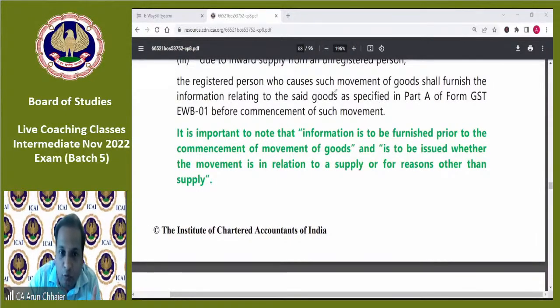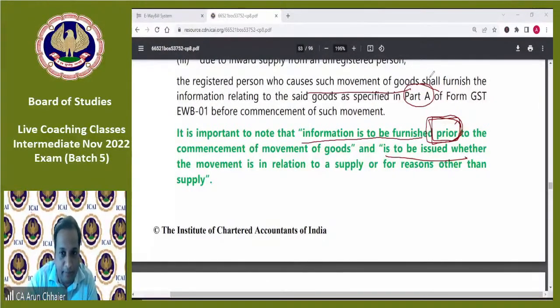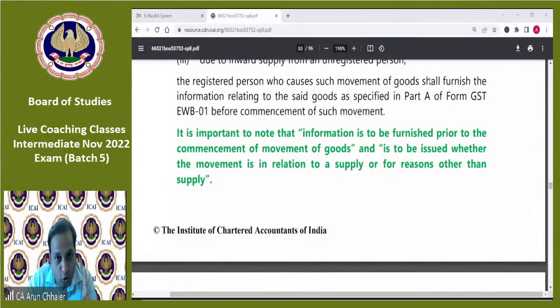The registered person who causes such movement of the goods shall furnish Part A. It is important to note that the information is to be furnished prior to the commencement of movement of the goods and is to be issued whether the movement is in relation to a supply or for reasons other than supply. We have discussed that you first select the supply type and then the subtype, whether it is a supply for CKD condition, for job worker, for line sale, etc. Multiple sub-options are there where you need to select the appropriate reason for the movement of the goods. Correct?